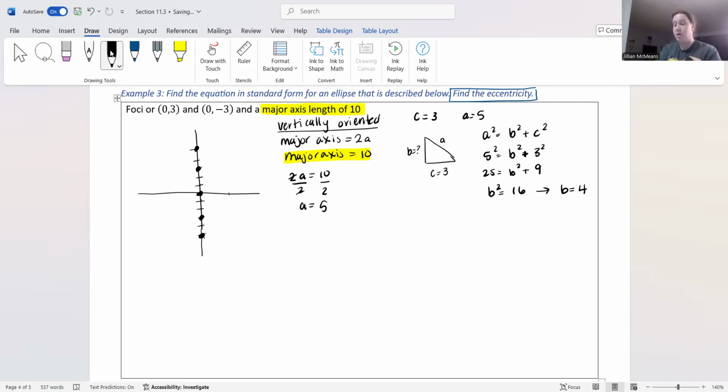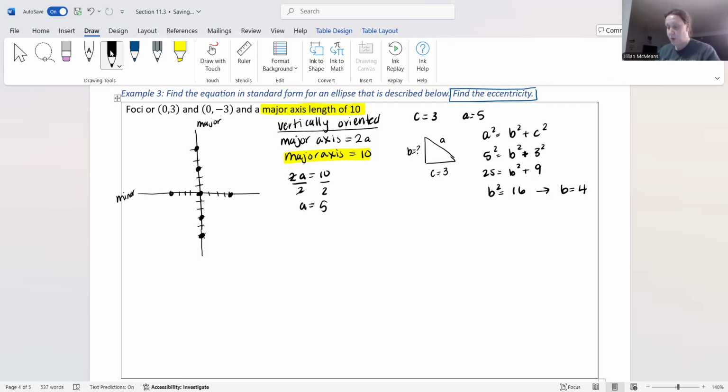So that's going to be along your minor axis. So this is our major axis. This is our minor axis. So I can go 1, 2, 3, 4, 1, 2, 3, 4. All right, so we've got a little sketch here, but most importantly, we need to get an equation.